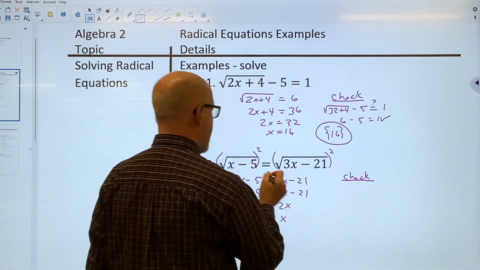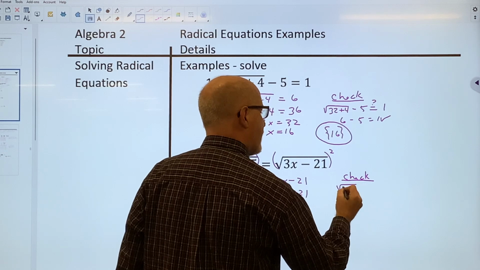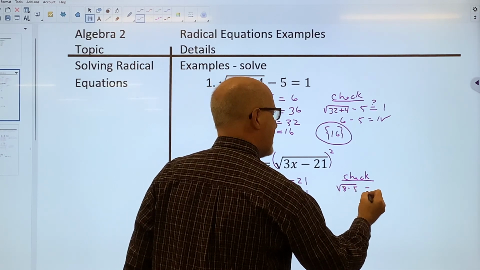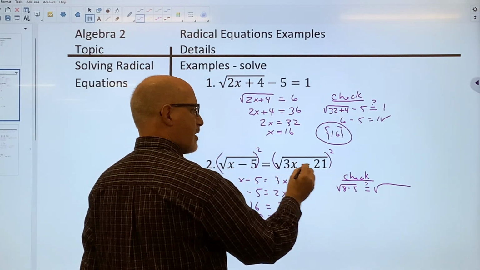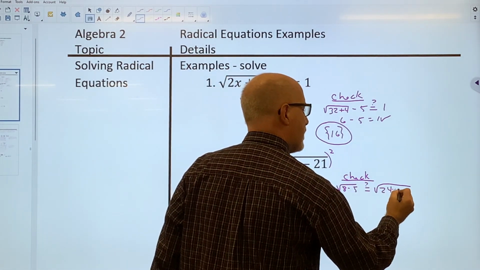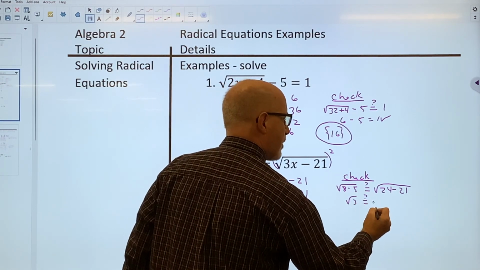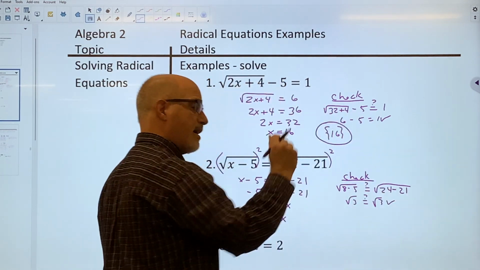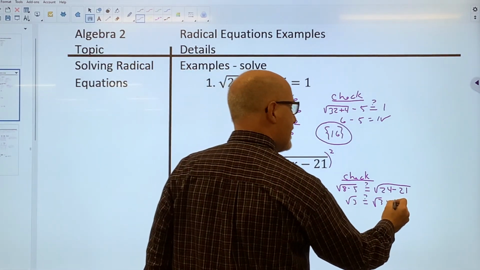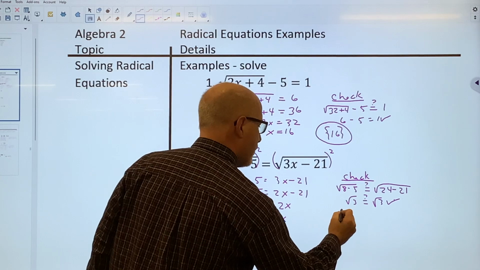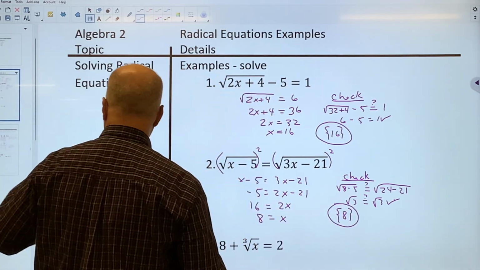So if I check it, I'm going to go ahead and put in 8 there, so the square root of 8 minus 5 here. Does that equal the square root of, put 8 in here, 24 minus 21? So the square root of 3, does that equal the square root of 3? And the answer is yes, it does. It's not a nice number to get the square root of, but we get it checked off because they're both the same. So my answer then is 8 for this one. All right, let's try the next one.